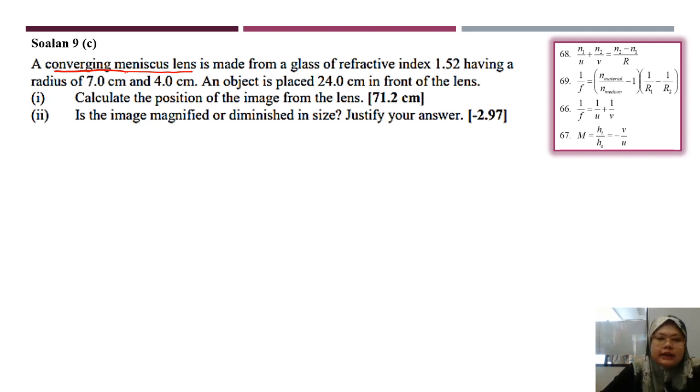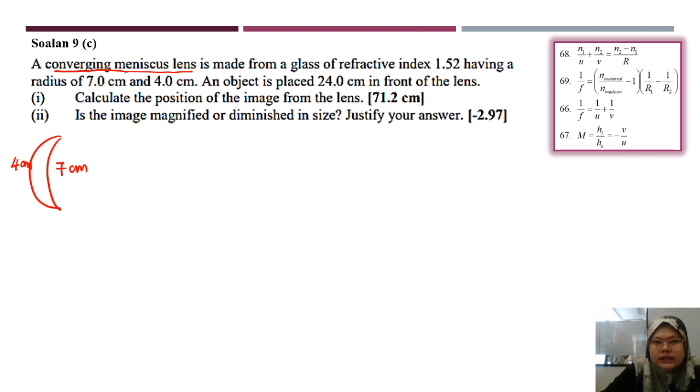Okay, so katakanlah saya lukis dia punya convex lens. So untuk convex lens, radius di bahagian luar lebih kecil daripada radius bahagian dalam. So please be careful with this. You jangan get confused with the concave meniscus. So untuk convex meniscus, radius di bahagian luar lebih kecil daripada radius bahagian dalam. So the radius dekat luar will be 4 cm, radius yang dekat dalam adalah 7 cm.